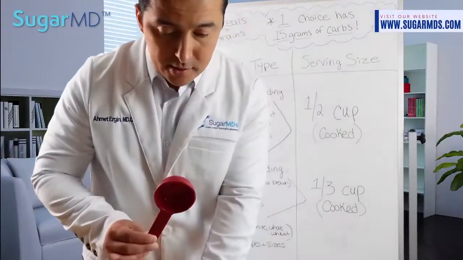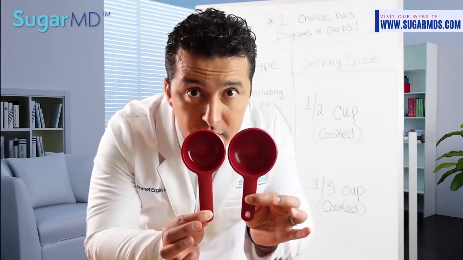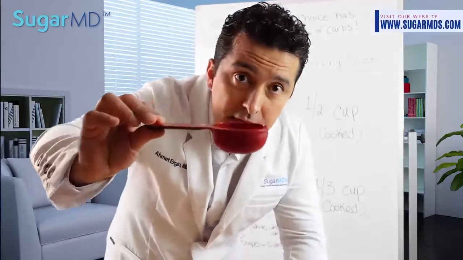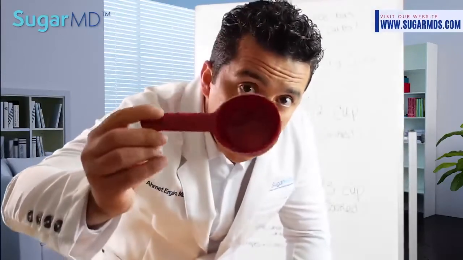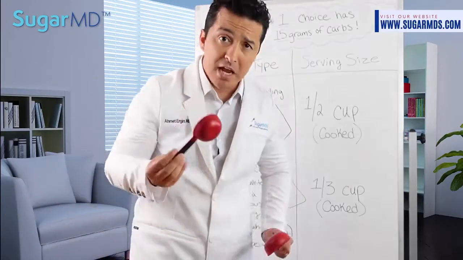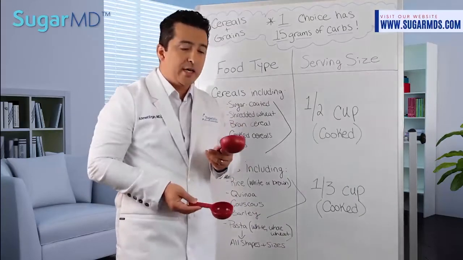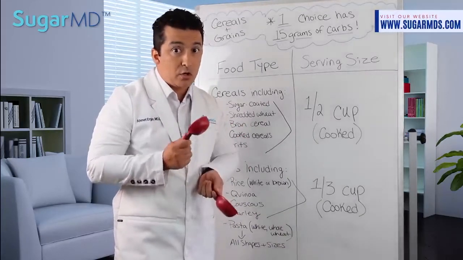So compare this to that. This is half a cup. This is 1/3 of a cup. Again, you can see these measuring tools are very good. You're gonna realize once you start putting it on your plate, you're gonna be able to have this visualization of what is a half a cup and what is 1/3 of a cup.